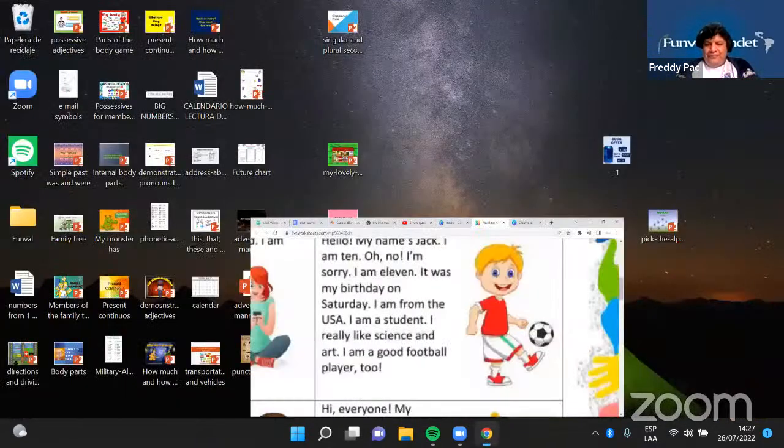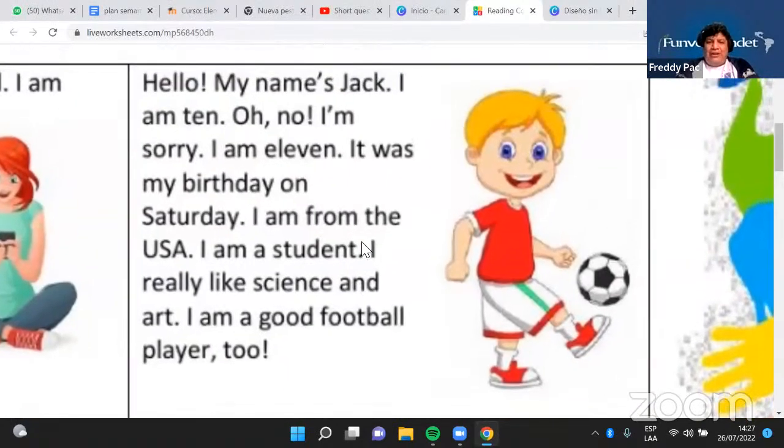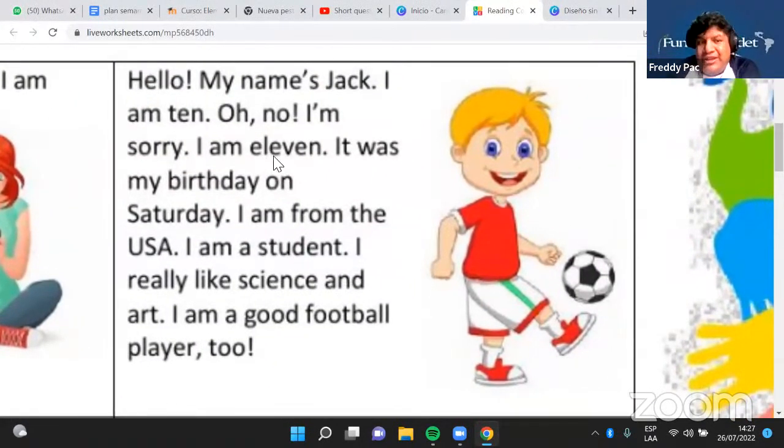Let's read. Hello, my name's Jack. I am 10. Oh no, I am sorry. I am 11. It was my birthday on Saturday. I am from the USA. I mean the United States of America. I am a student. I really like science and art. I am a good football player.